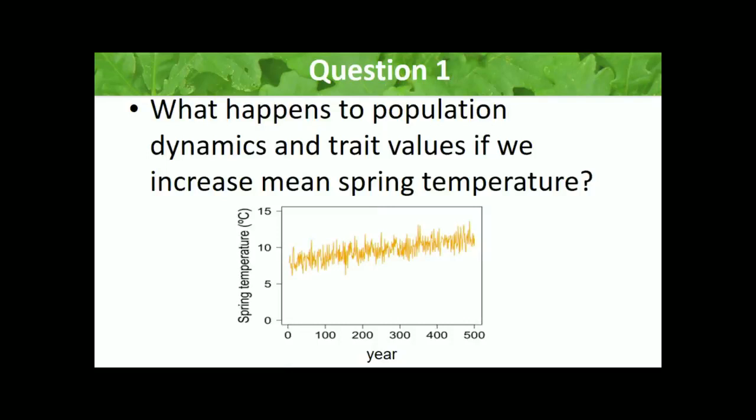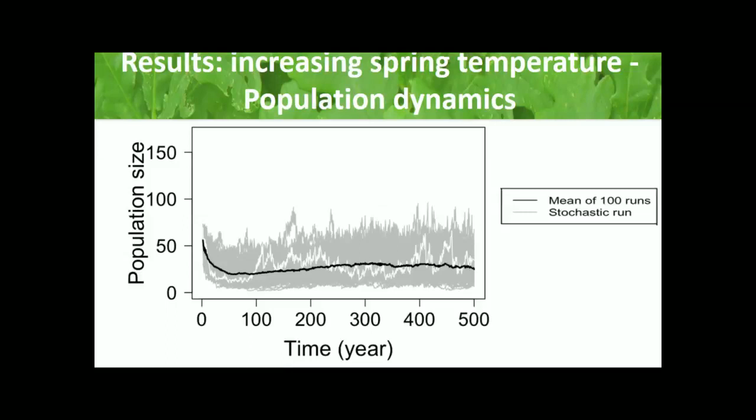So instead of just having a distribution continuing, the mean of the distribution I'm selecting mean temperature from, as you can see on this graph, increases as the model run goes on. So in this case, we can see that while the dynamics of the population size is quite similar, it's at a much lower level with an increasing mean spring temperature. Before it was around 50 individuals, we're now looking at more like 25 females.